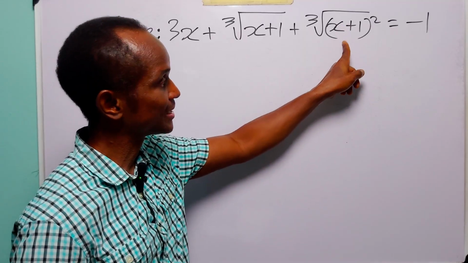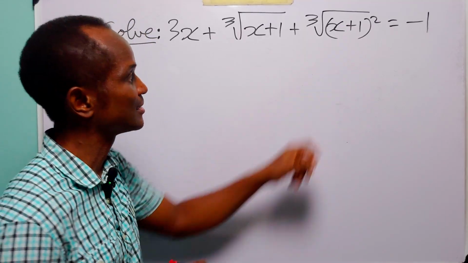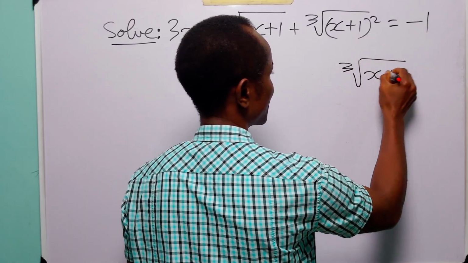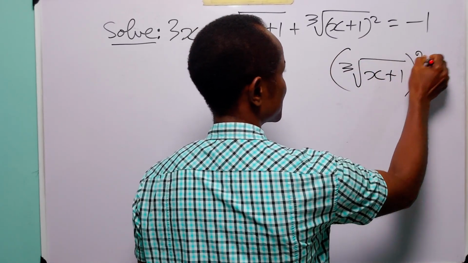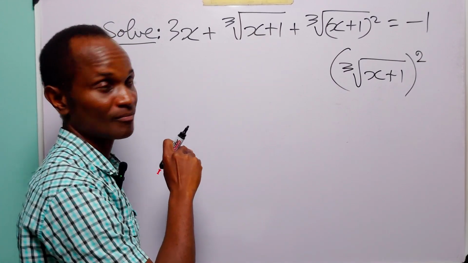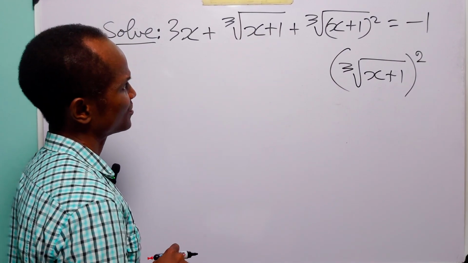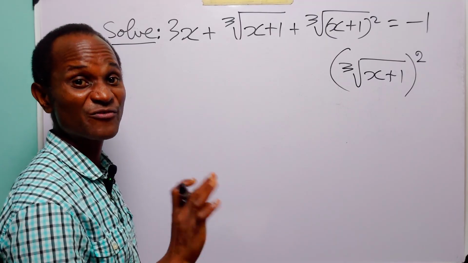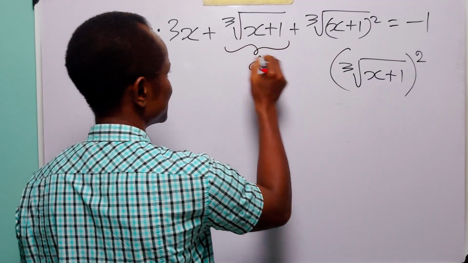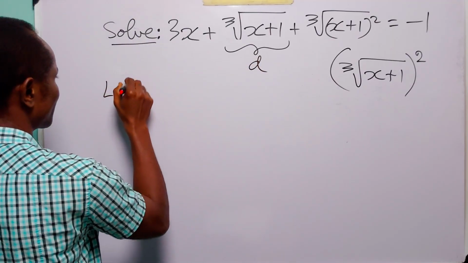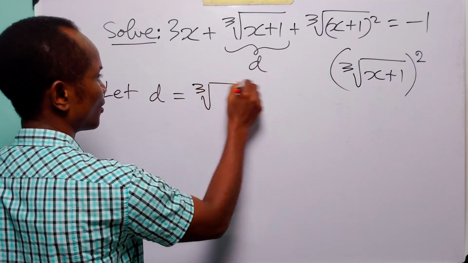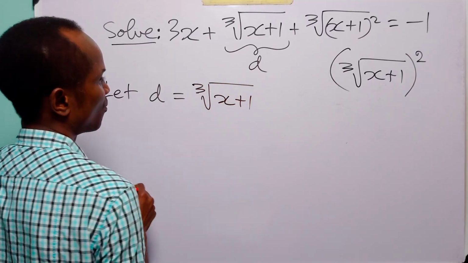Now, I hope you know that this term can also be written as the cube root of x plus 1, squared. That is the square of this term. Now, with this observation, we are going to start this solution with a very simple substitution. We are going to call this quantity d. So, let d be equal to the cube root of x plus 1.